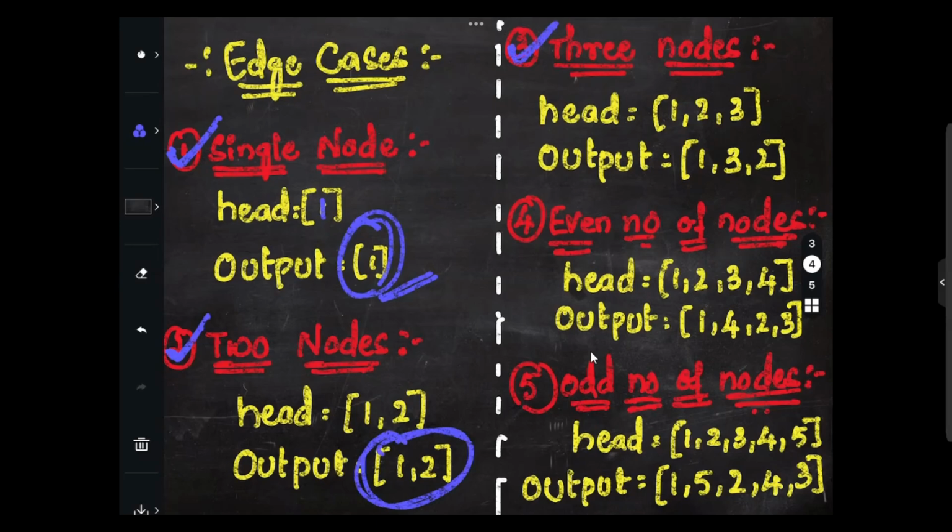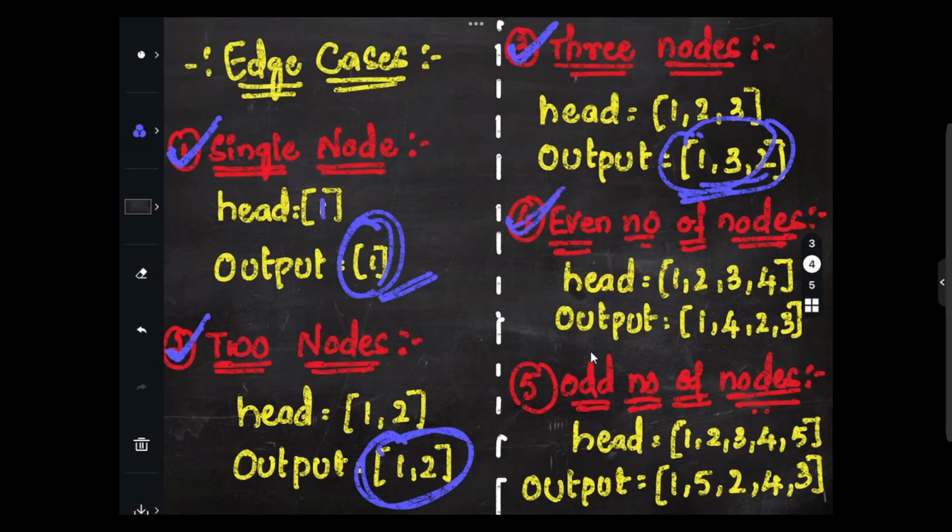Let's move on with the third edge case here, 3 nodes, 1 2 3. The output will be 1 3 and 2 when we merge, right? So quite obviously you can try it in the same way that I had explained, by considering the first example, if you want to understand how we got this one, accordingly with the approach. 1 3 2, this is fine.